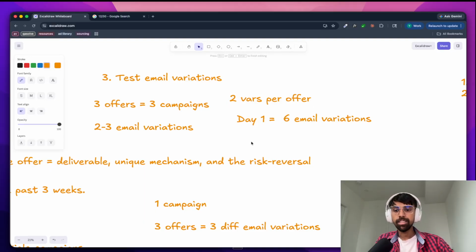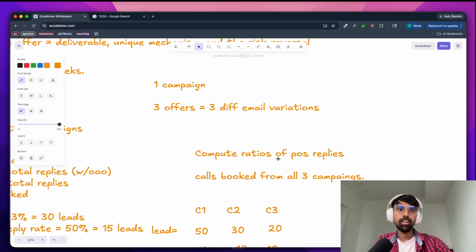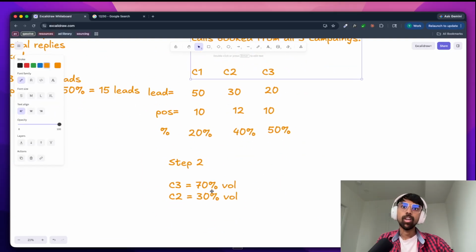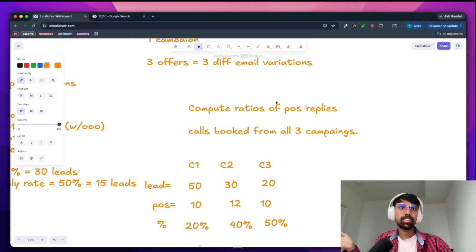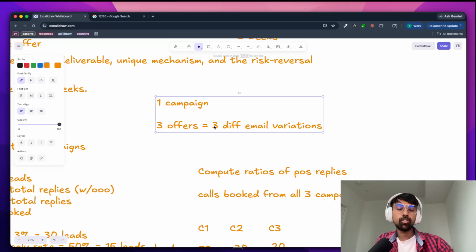And in 3 weeks, we'll have at least, we already have one winner, right? C3 is already the winner. Obviously, we are still running C2, but that doesn't mean that C3 is not the winner. And we'll have at least 1 to 2 email variations if you're testing 3 variations. Maybe you'll have 2 variations that are working well. Or if you're testing only 2 variations, you'll definitely have 1 variation that's working better. So you know what's working now.